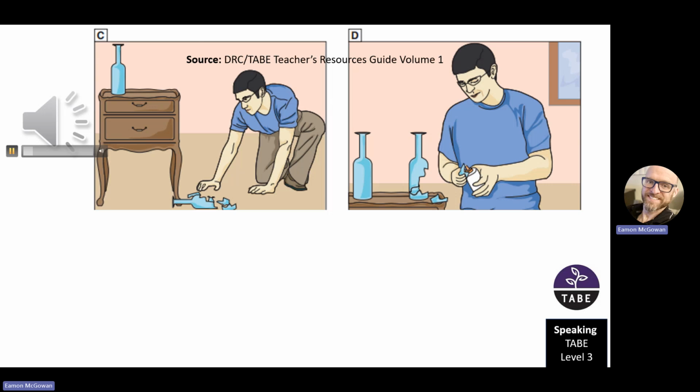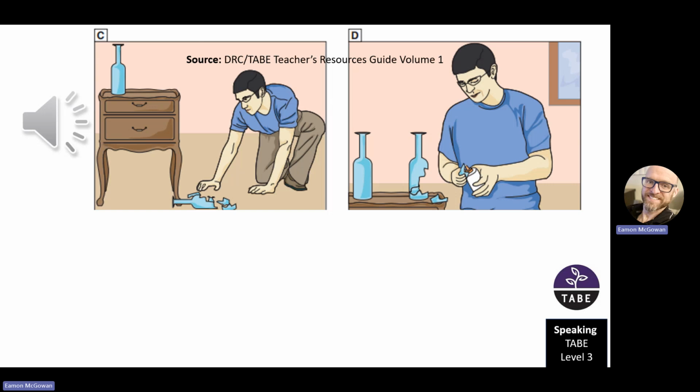Here are 2 pictures. They show what Nathan did yesterday. Let's look at picture C first and describe what happened. What happened? Nathan broke a vase in his home. Next, describe what happened in picture D. Use a complete sentence.